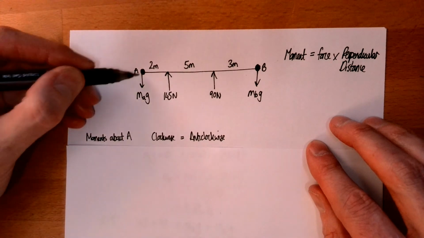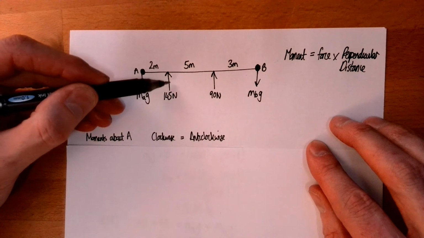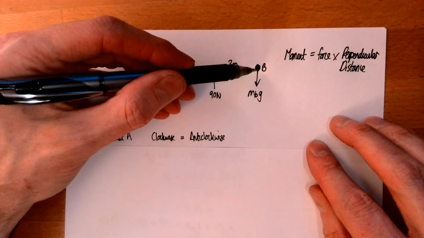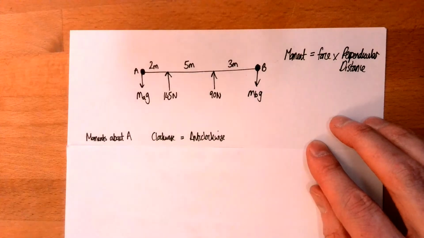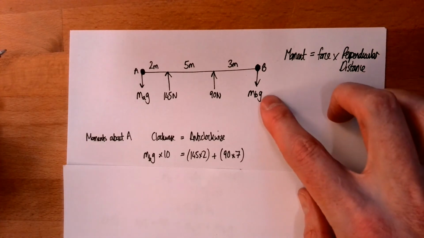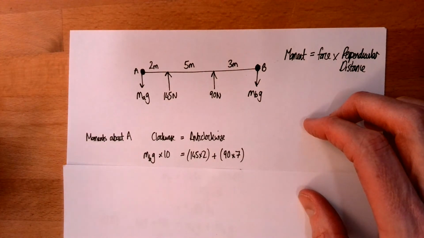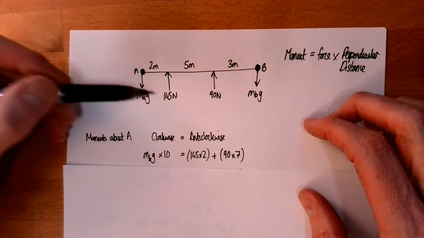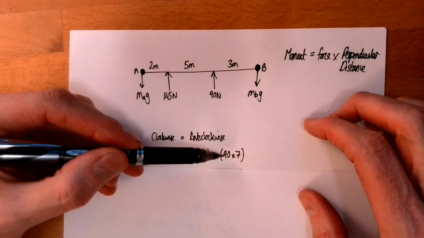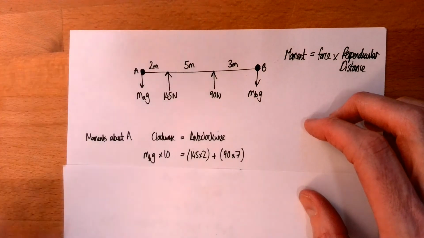So looking at moments about A, I've got three things acting. I've got this force which is shoving it anti-clockwise, I've got this force which is shoving it anti-clockwise, and I've got this force which is pulling it clockwise. So the clockwise moment is that force multiplied by 10, its distance from A, and the two anti-clockwise forces acting in opposition are this one multiplied by its distance 2, and the 90 Newton weight is a total distance of 7 meters away from the pivot point.